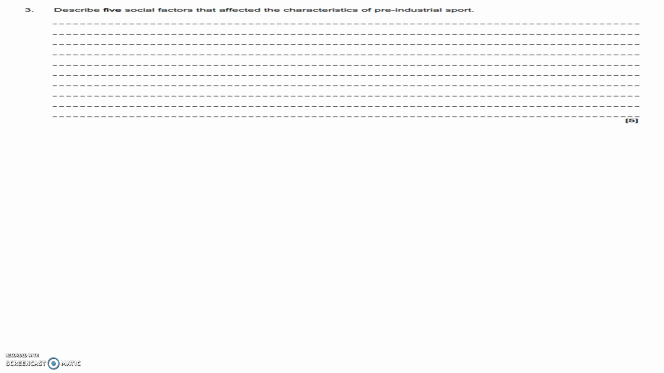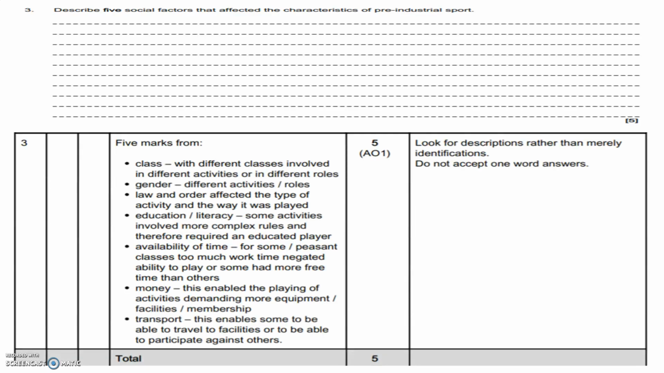Same with question 3, just look at the mark scheme, pause the video here, see what you've got, see what you could have included, but obviously make sure you've got clearly 5 social factors.